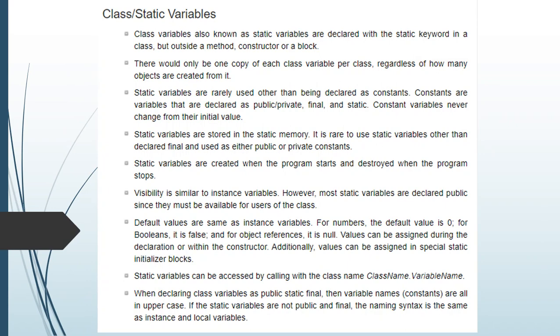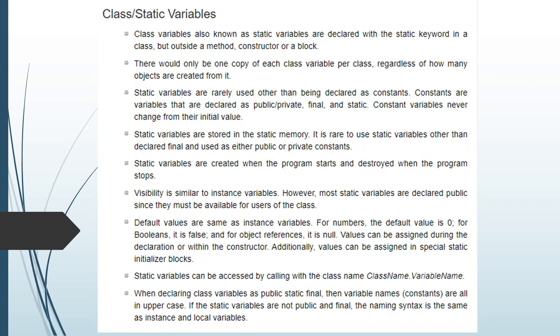Class static variables. Class variables, also known as static variables, are declared with the static keyword in a class, but outside a method, constructor, or a block. There would only be one copy of each class variable per class, regardless of how many objects are created from it. Static variables are rarely used other than being declared as constants. Constants are variables that are declared as public, private, final, and static. Constant variables never change from their initial value.